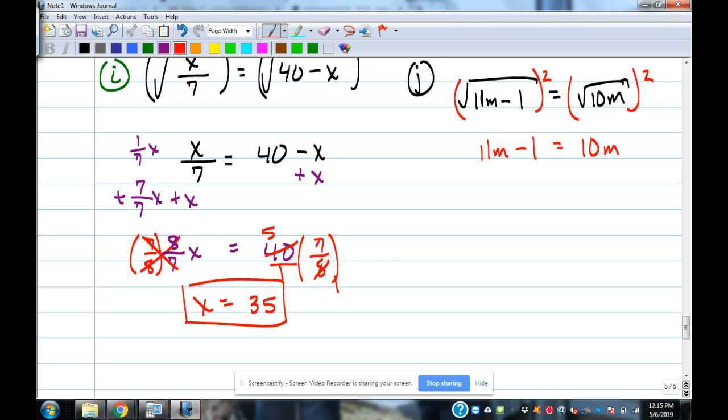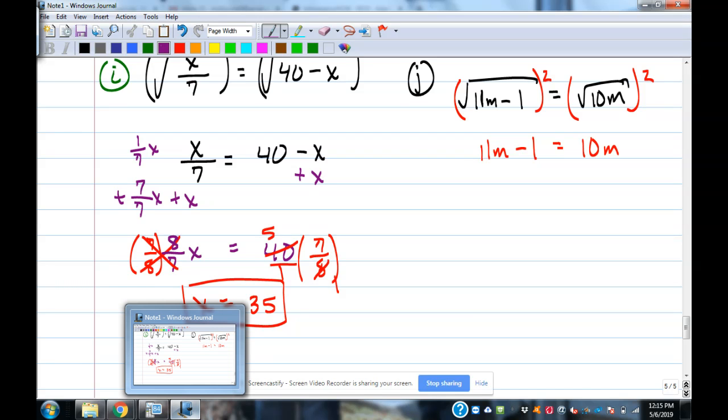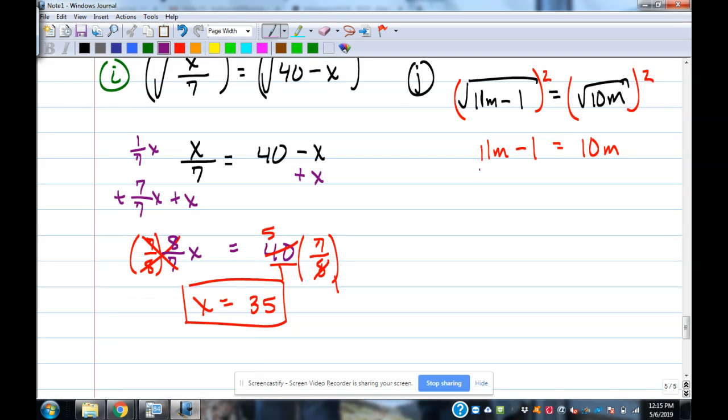Now what? Get like terms together, right? All right, so which one needs to move, the 10 or the 11? The 11. The 11m is on the side that's got more stuff on it. So I'm going to try to balance it out. So that's going to be negative 1 is equal to negative 1m. Last step, divide by negative 1. Positive 1 is equal to m.